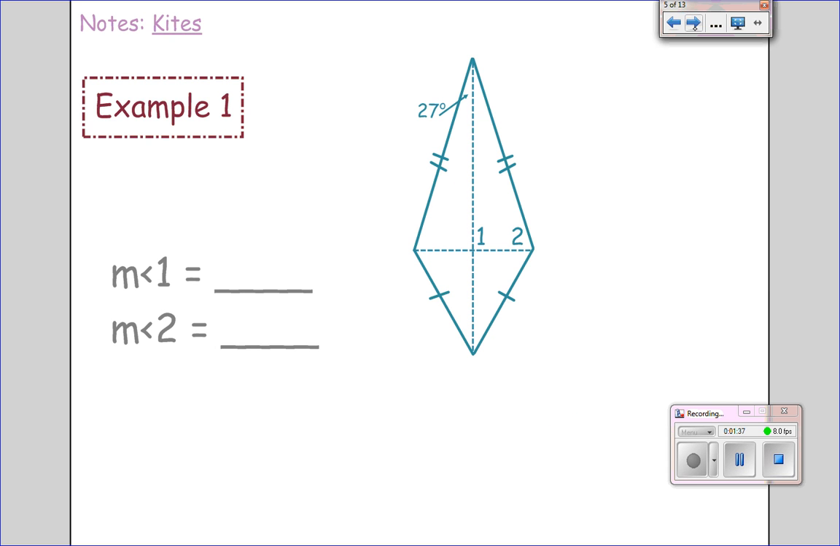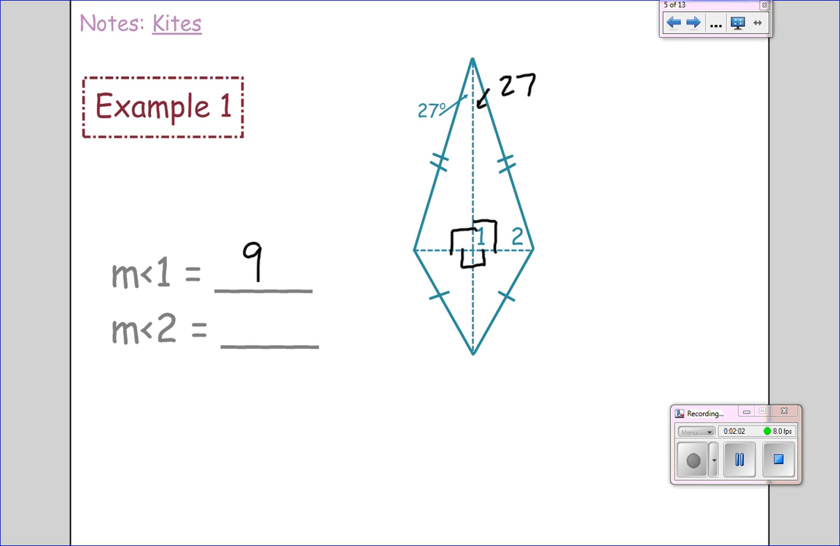So let's look at some problems. Here's my kite. This side's congruent to this side, and this side with this side. We know that this piece is 27. So if this piece is 27, then this piece next to it's also 27. Now, what do you remember about the diagonals of a kite? Well, they're perpendicular. So that means that all of these angles are right angles.